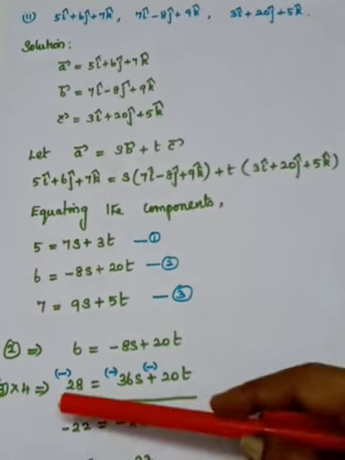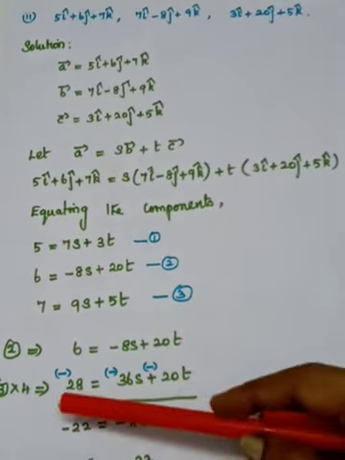Here minus 8x minus 36x is minus 44x. So find the value of s. So s is equal to minus 22 divided by minus 44. Minus minus getting cancelled. So therefore s is equal to 1 by 2.